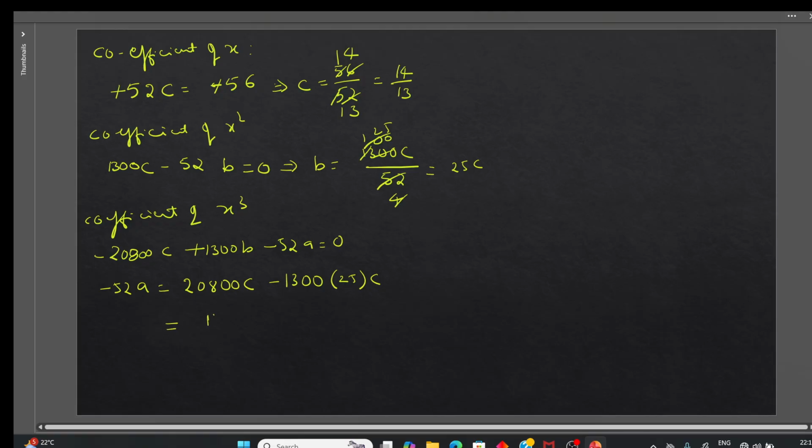So the final answer is 11700c. a is equal to minus of 11700c by minus 52. Both minus signs cancel. We get 11700c by 52. This is the a value.